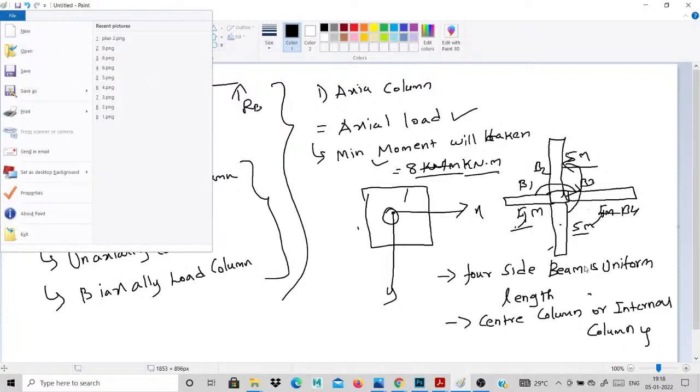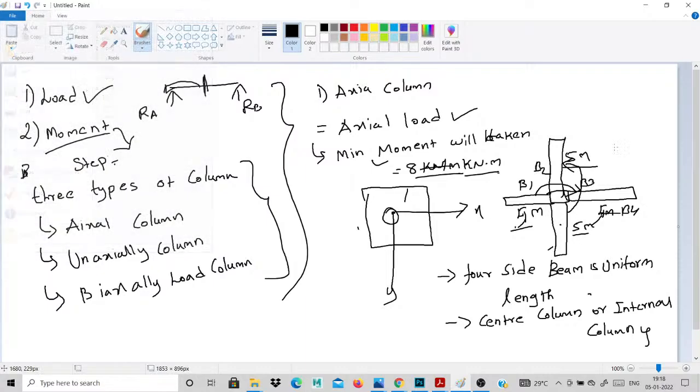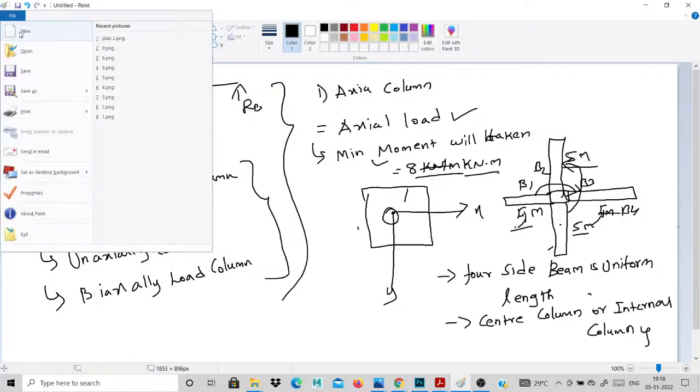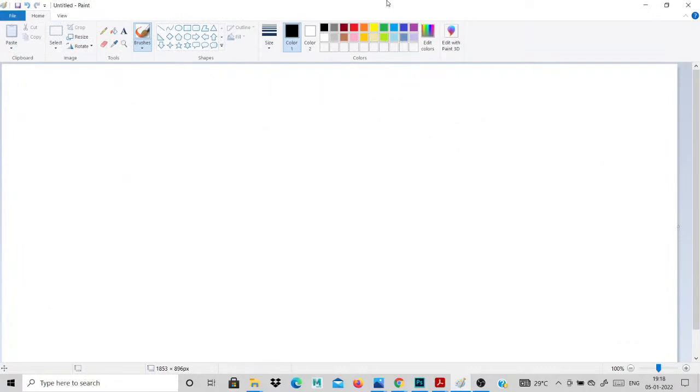Then next, understand this concept. The axial column means the four sides of your beams are a uniform length. The moment of the beam will be transferred to this side and this side, so that is the axial column. The next column, the second column, is the uniaxially loaded column.